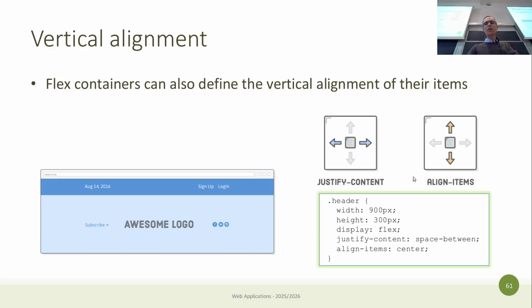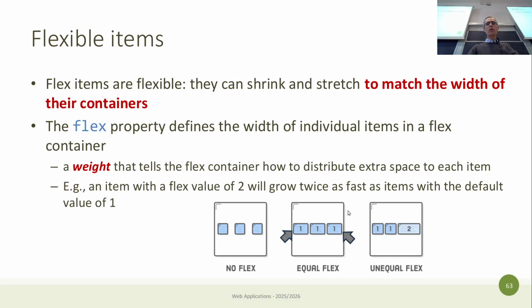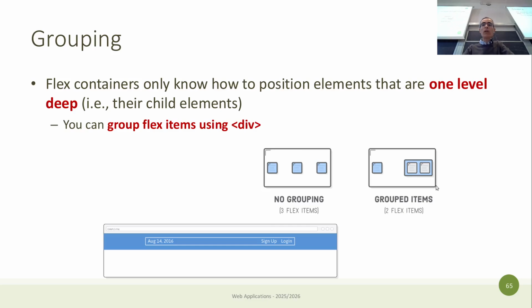How to align content. Row, column, equal flex, unequal flex. If you want a box which is bigger than the other, you can do that with the weight and so on. Grouping: you can group flex items, how?